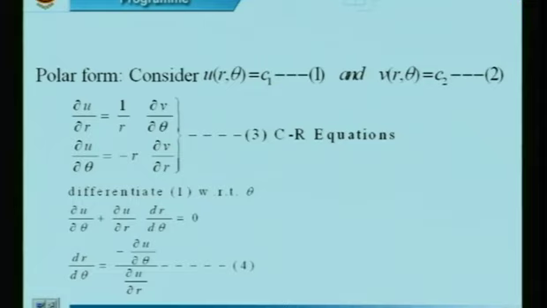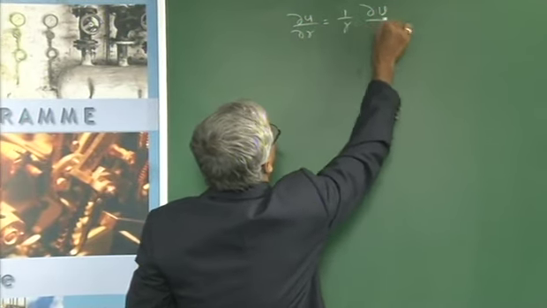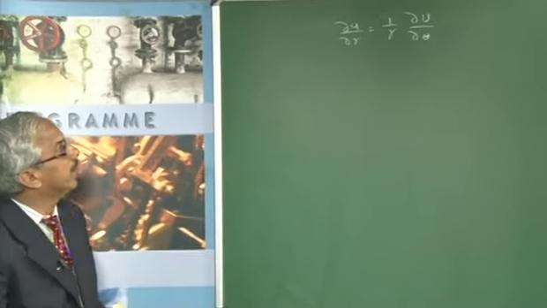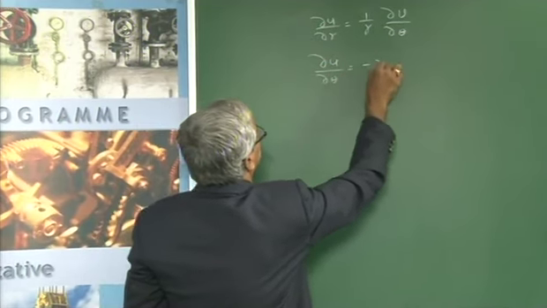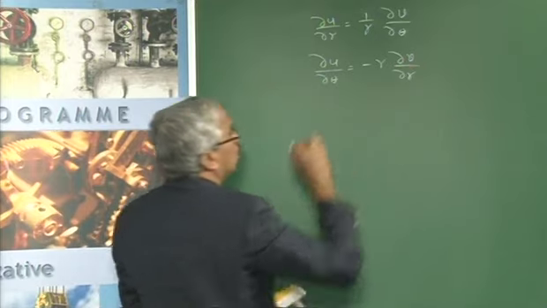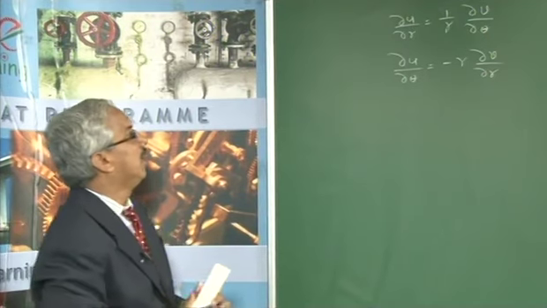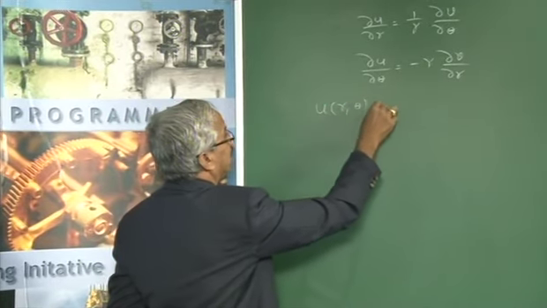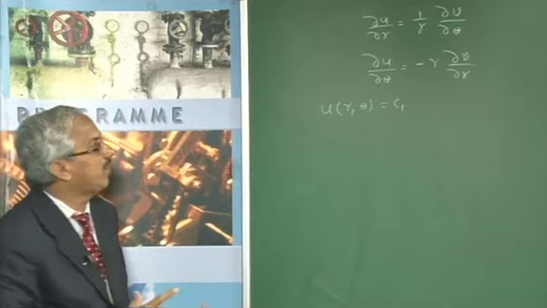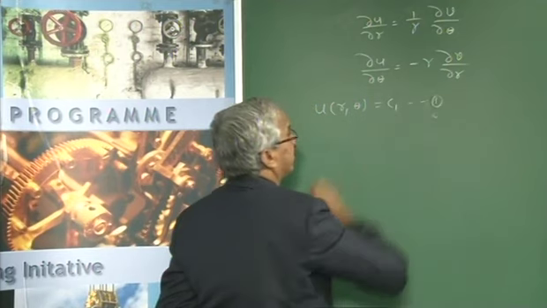Now the CR equations in polar form are: dou u by dou r is equal to 1 by r into dou v by dou theta, and dou u by dou theta is equal to minus r into dou v by dou r. These two are the CR equations in polar form, and we have the families of curves in polar form, that is u of r comma theta is equal to C1. It is the family of curves forming the real part of an analytic function. I take this as equation 1.